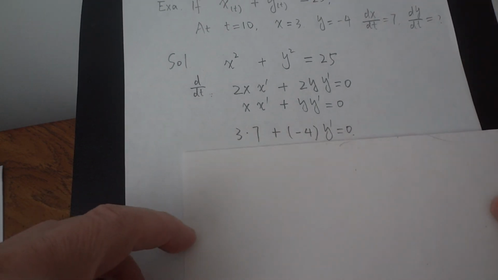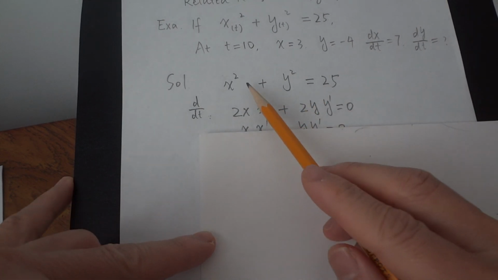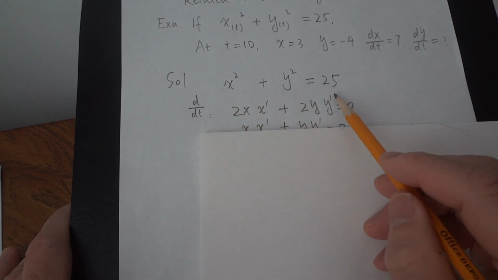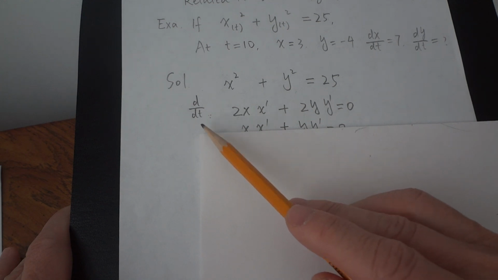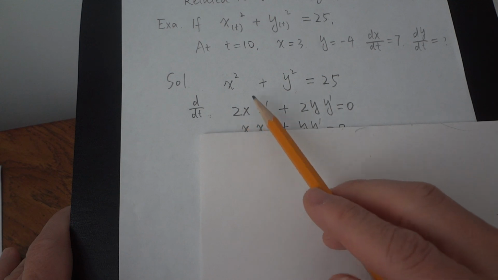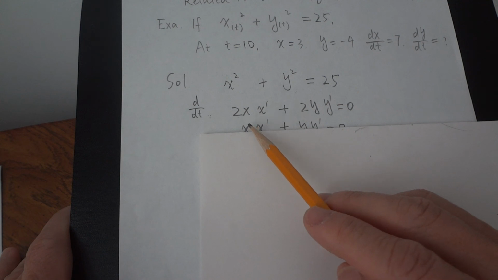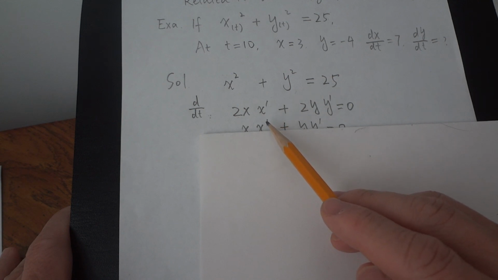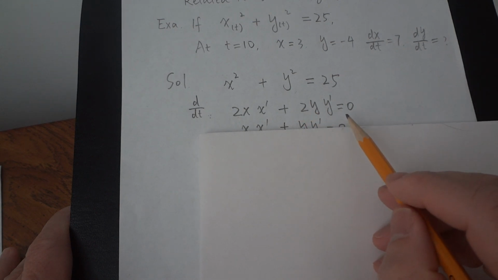So just like before with implicit differentiation, you start by rewriting the equation: x squared plus y squared equals 25. Now, instead of taking d/dx as before, you're going to take d/dt this time. Therefore, when you have x squared, you're not going to get simply 2x. Instead, you're going to have 2x times x prime, where x prime is really dx/dt. All right, you do the same for y, and therefore you get 2y y prime. And 25 gives you 0.